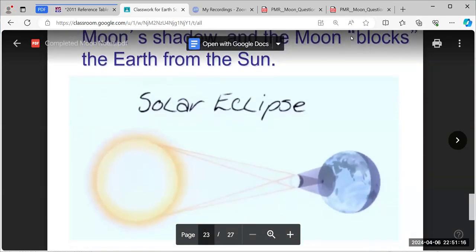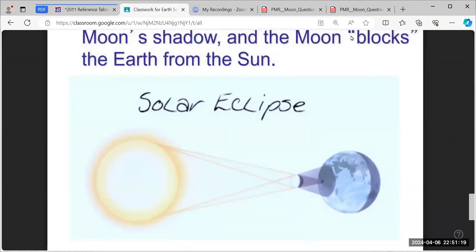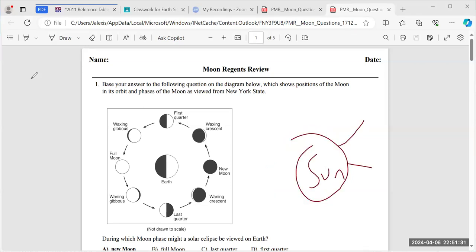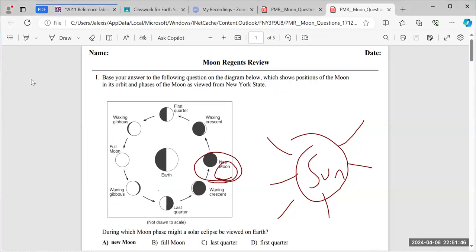So the fact that the moon is located between the sun and the earth is going to let me know that if the sun is right here, the earth is here, the moon is located between the earth and the sun for a solar eclipse, then the correct answer is going to be new moon, which is choice A. All right, so you do have to remember for a solar eclipse, the moon phase is a new moon, and the moon has to be located directly between the earth and the sun.